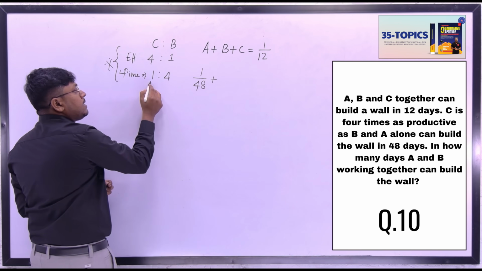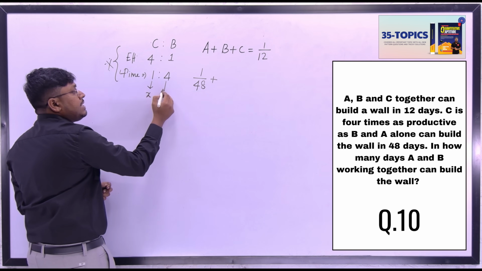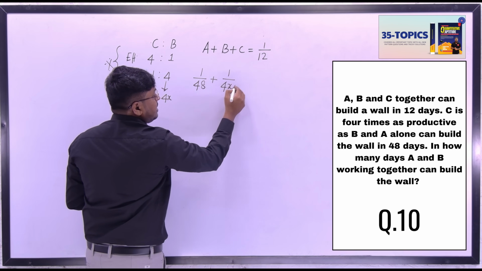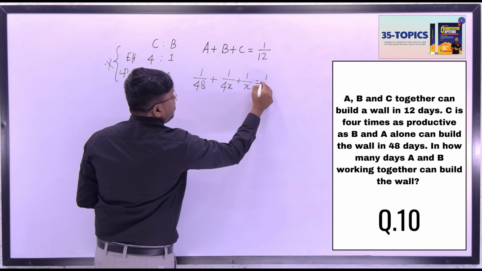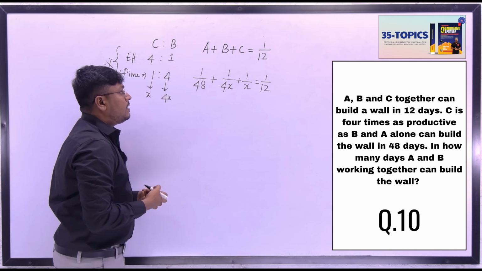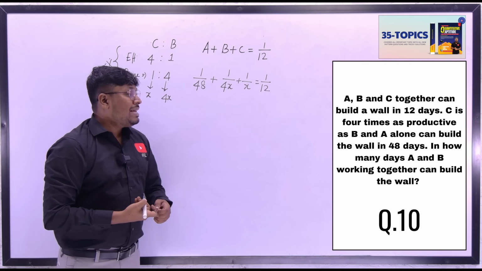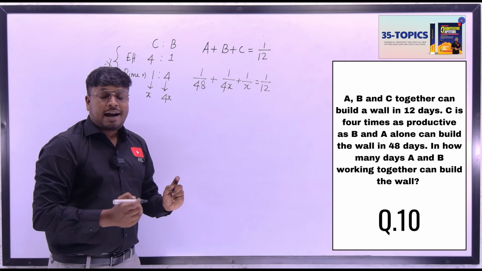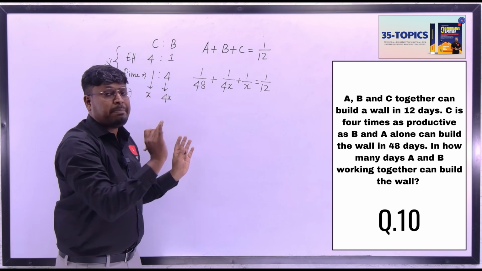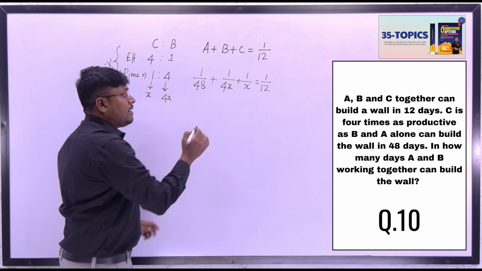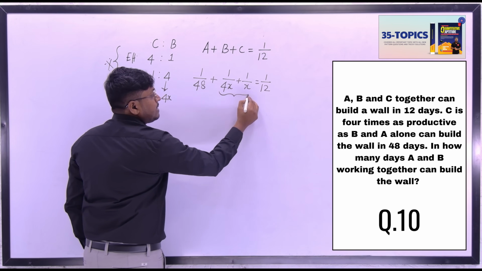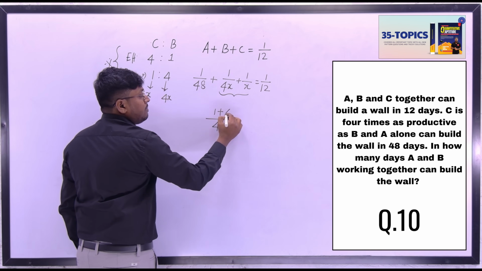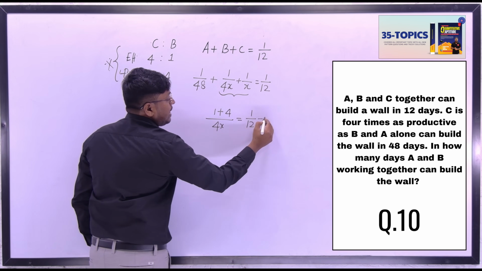And we already know that in terms of time ratio, if C is x, B will be 4x. So B will be 1 by 4x, C will be 1 by x, which is equal to 1 by 12. Now let us find what is the value of x here. The easy way to take an LCM is first bring this 1 by 48 towards the right hand side and then solve both the parts separately so that we won't make any mistake, right? So 1 by 4x, this part separately, I am taking 4x as LCM. So this will be 1 and this will be 4, equal to 1 by 12 minus 1 by 48.